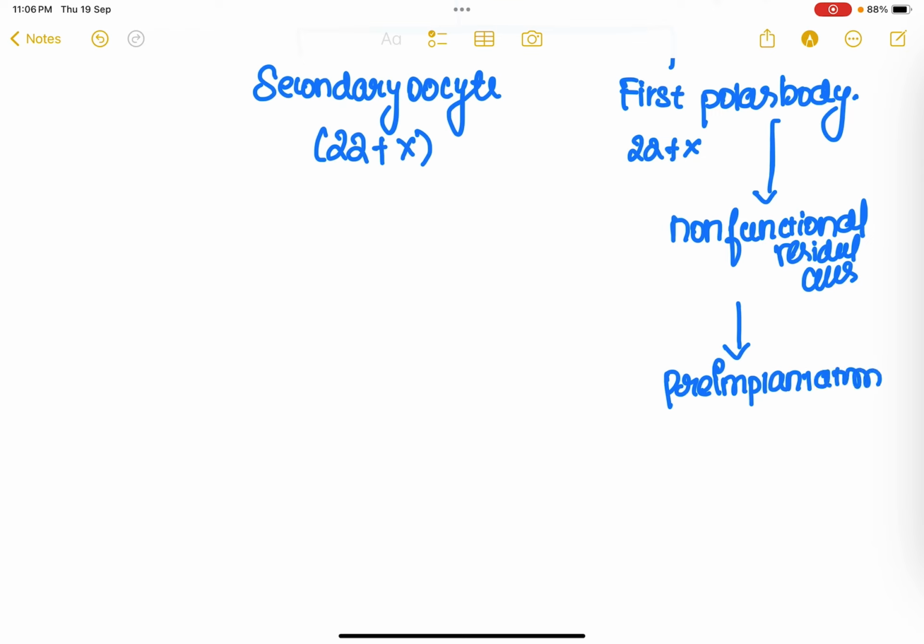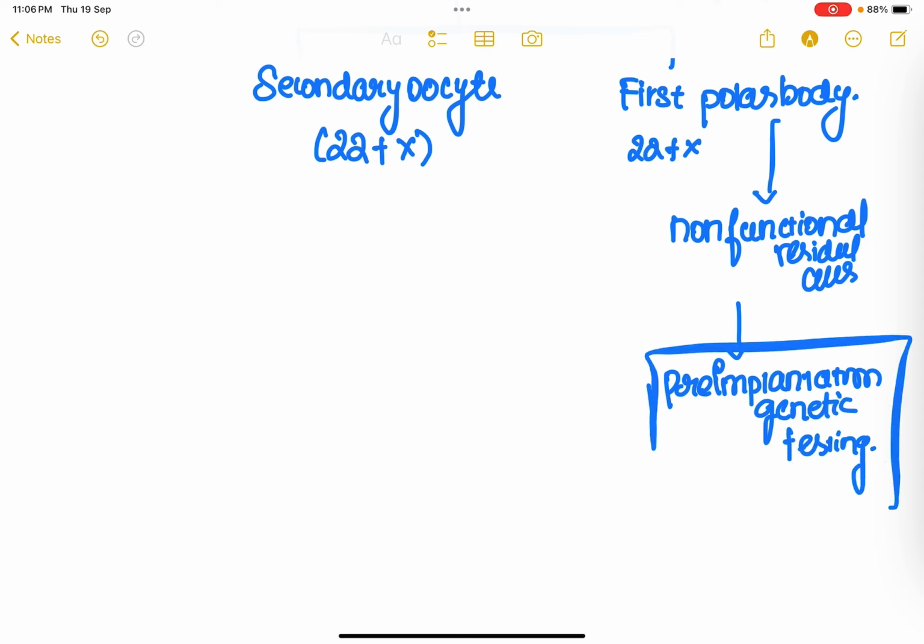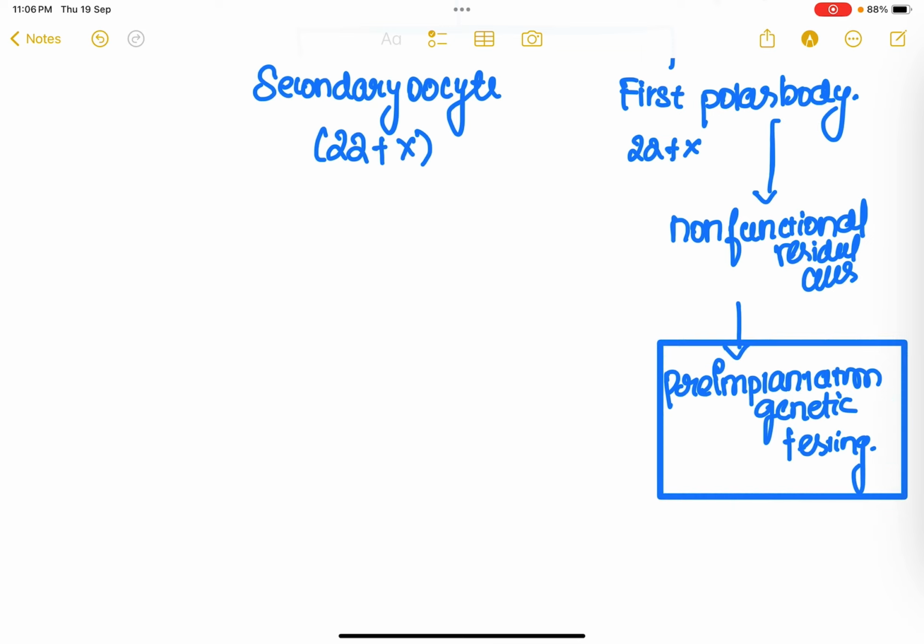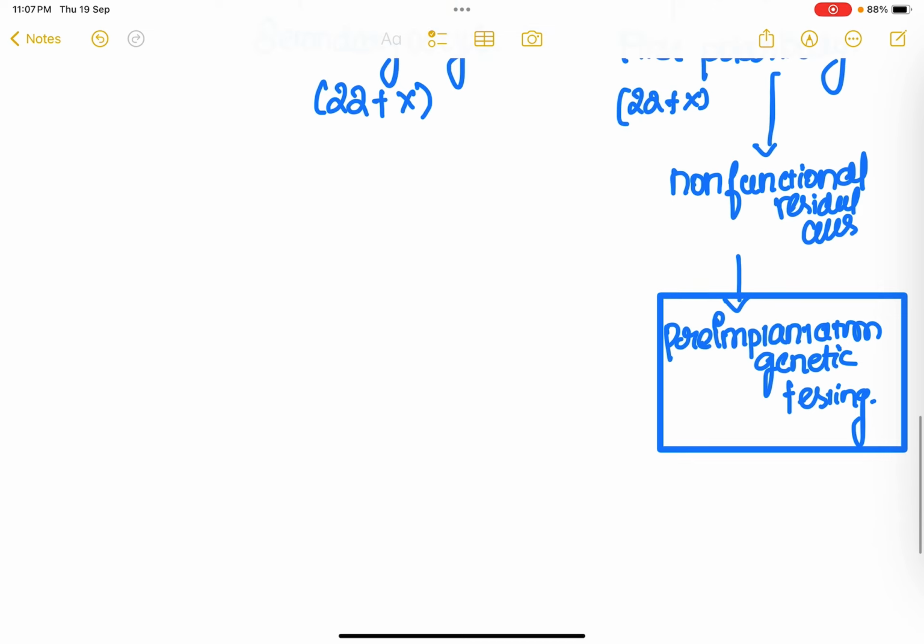So for pre-implantation genetic testing of the zygote, they are using these polar bodies, which are actually non-functional cells containing only the nucleus and the cytoplasm, which is 22 plus X. They are using these non-functional residual cells for genetic testing in the pre-implantation period, that is, before implanting any blastocyst in the uterine cavity.